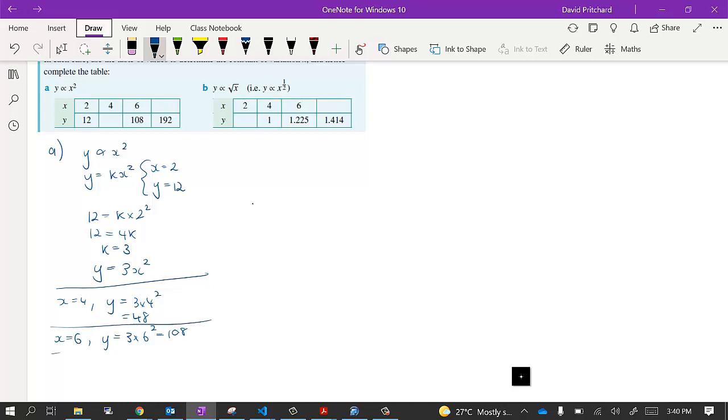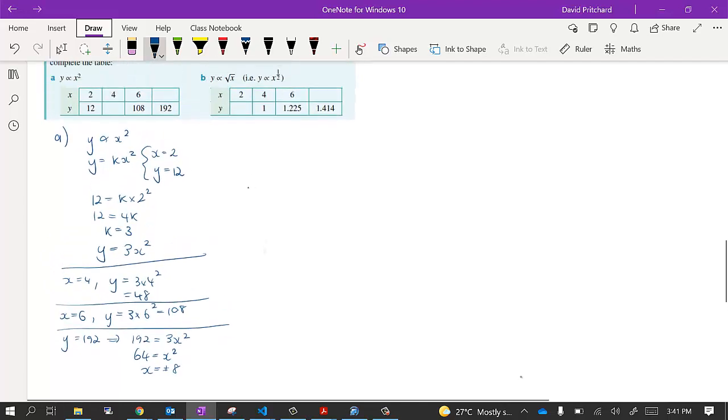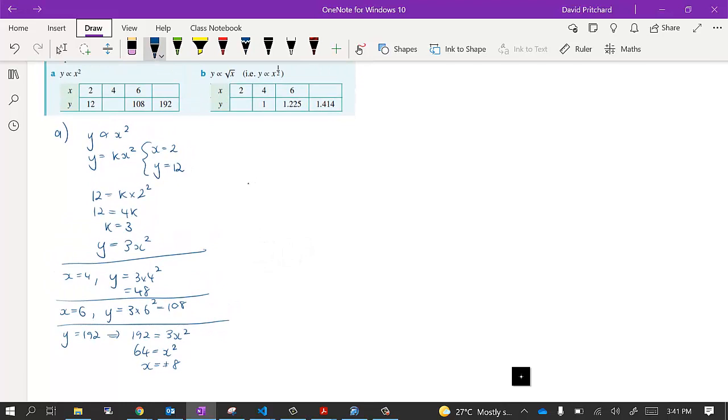And then the third one, we don't know x, but we know that y is 192. So we've got 192 is equal to 3x squared. So if we divide by 3, then we get 64. So we've got 64 is equal to x squared, square root of x, and we get x is equal to plus or minus 8. Obviously, we're just looking at a scenario where we're increasing these values, so we're going to use positive 8 there. So we can say this is 48 and this is 8. So we complete our pattern.